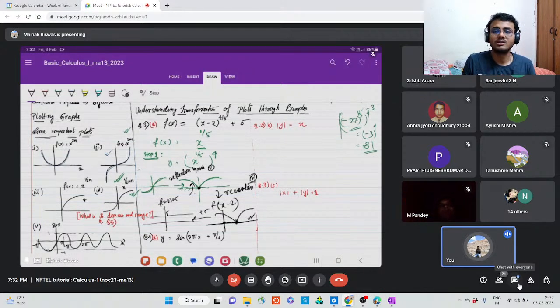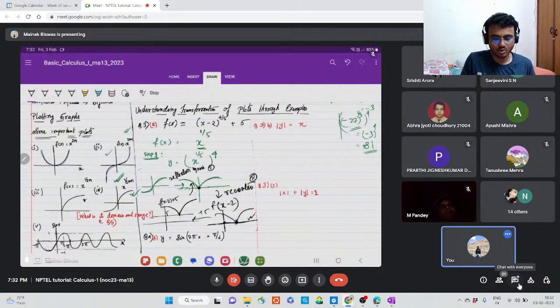So for example, if a function is at 0, it's 0. If I add f of x plus 5 at 0 value, what will it become? At 0 it is 0. If I add 5, so at 0 it will become 5, right? Yes, sir. So it will shift upwards.